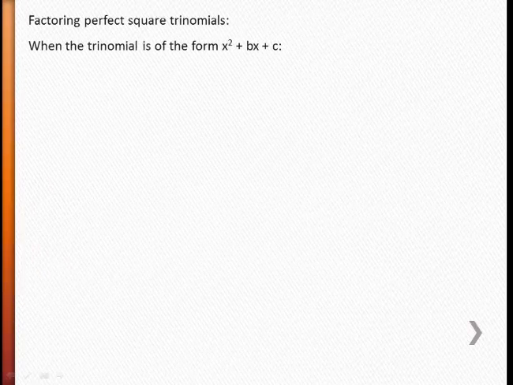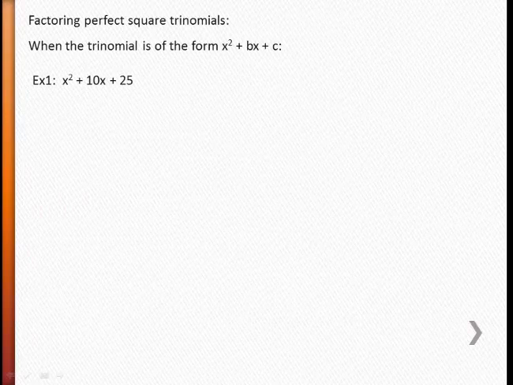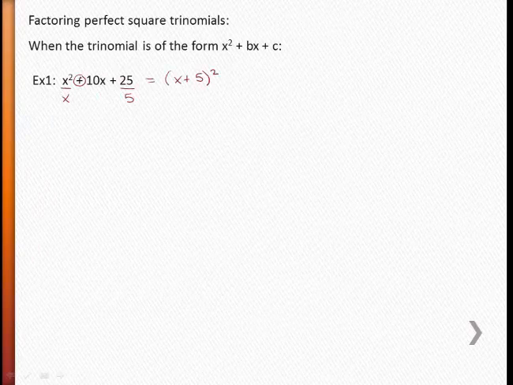Okay, once you know how to recognize a perfect square trinomial, now we need to factor them. So here we have an example. What I do is I take the square root of the first term and the square root of the last term. The square root of x squared is x. The square root of 25 is 5. I get x plus 5 squared. This matches that.